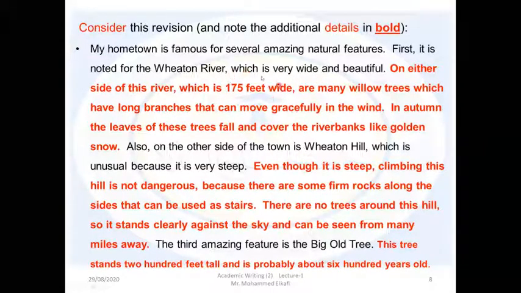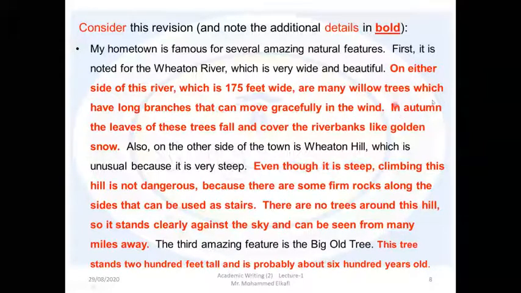How wide it is, 175 feet wide. This is the first point, the first of the details mentioned in this part of the supporting sentence. There are many willow trees. So he also described the willow trees and he said that they have what? They have long branches that can move gracefully in the wind.